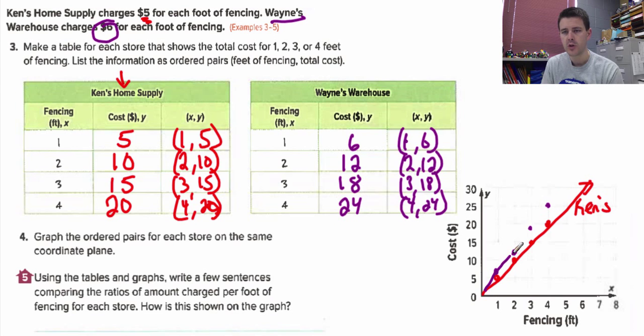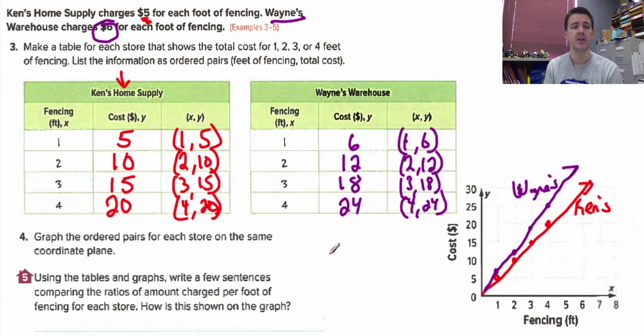So this one's a little harder to tell from the last one, but do you notice how they started really close and got a little farther and a little farther, and they're starting to grow farther and farther apart from each other? That's the kind of thing that we want to notice. So Wayne's is increasing, but it's increasing at a faster rate. Of course, the price is increasing for each one of them, but how fast is it increasing? Wayne's is going up by an extra $1 each time. So while they were only $1 apart to start, 5 and 6, by 4 feet of fencing, they're $4 apart.